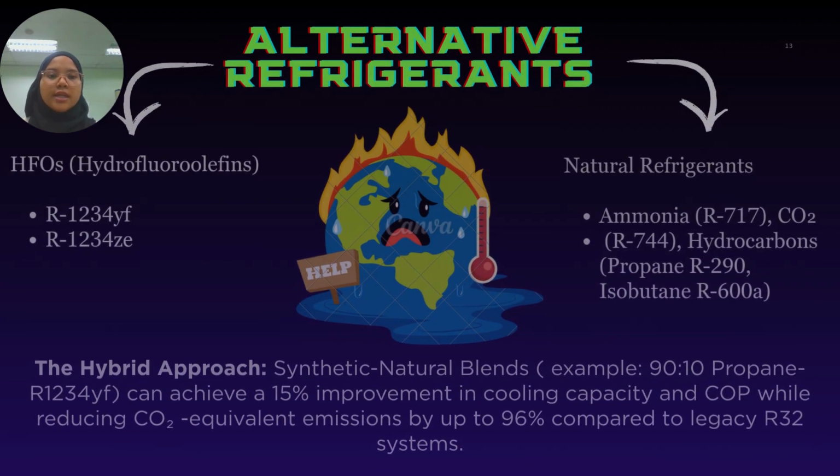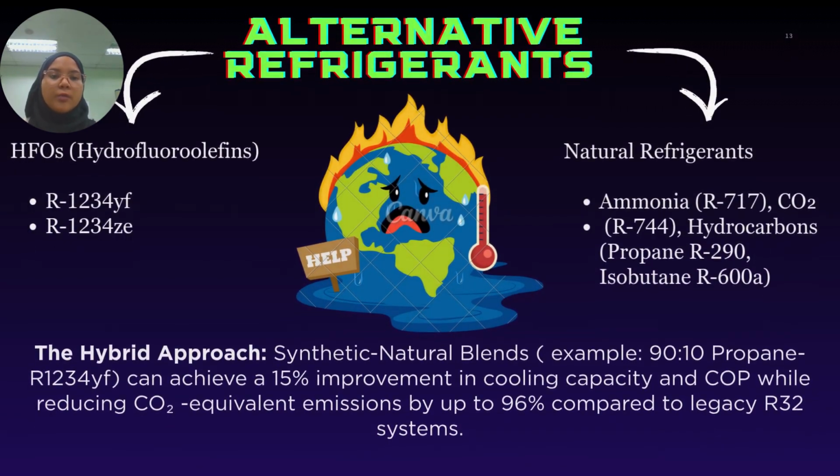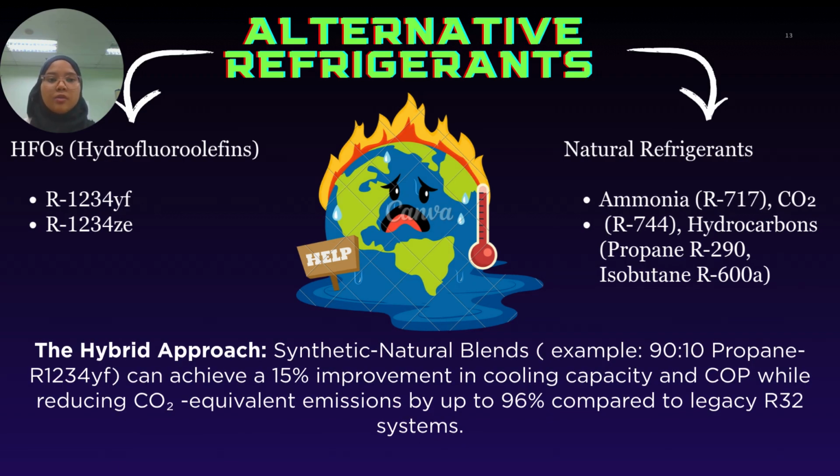So, if we are getting rid of HFC, what are we using instead? On this slide, we look at the environmentally friendly alternatives. We generally group this into two sides. First, we have HFO, like R1234yf and R1234ze. These are newer synthetic options designed specifically to have zero impact on the ozone layer and a wonderfully low global warming potential. Second, we have the natural refrigerants.